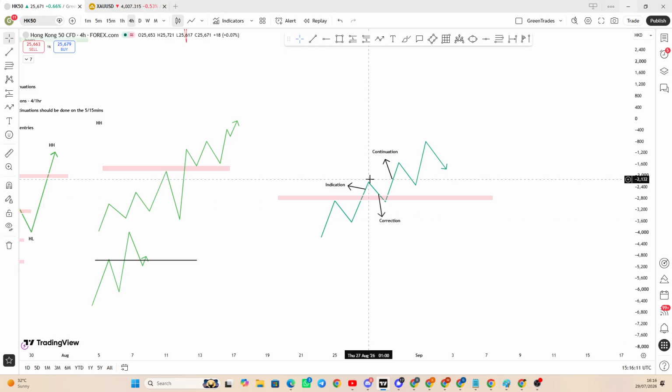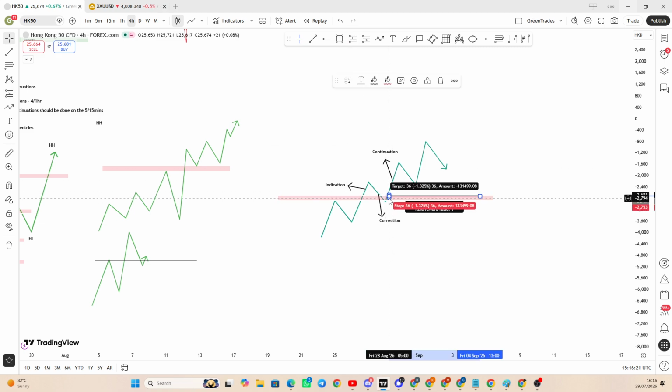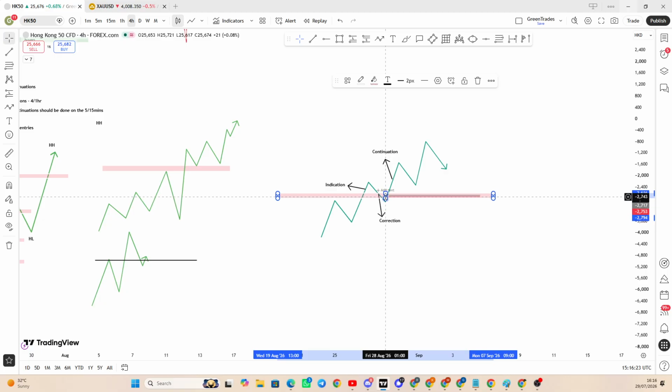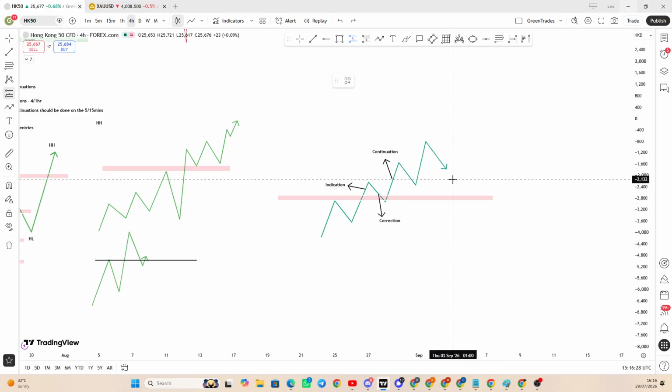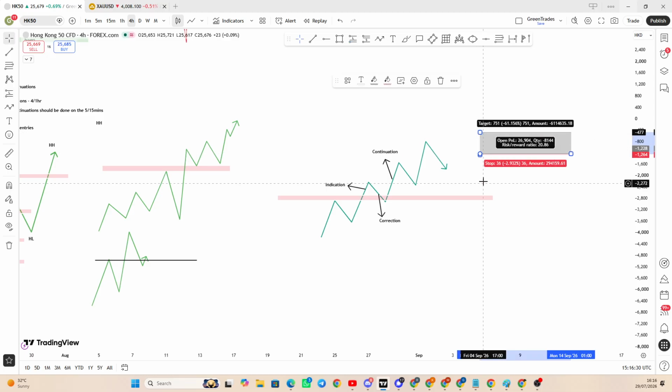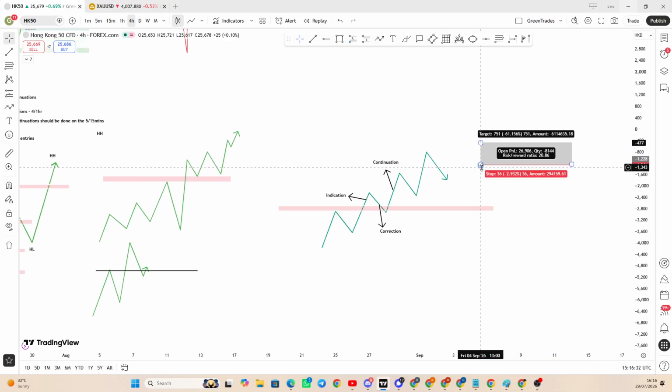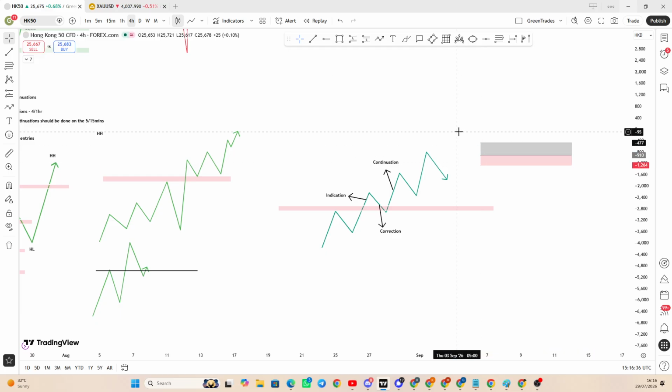So indication, correction, and then when it went above where the resistance and support level was, you just place your stop. You just place your stop loss down there. Sorry guys, what happened to this one? So yeah, let's try and make this one a little bit bigger. So I don't know what happened over there. Yeah, there we go.